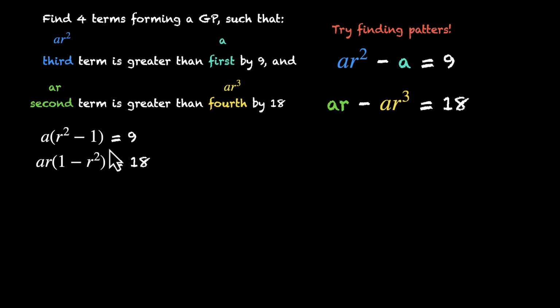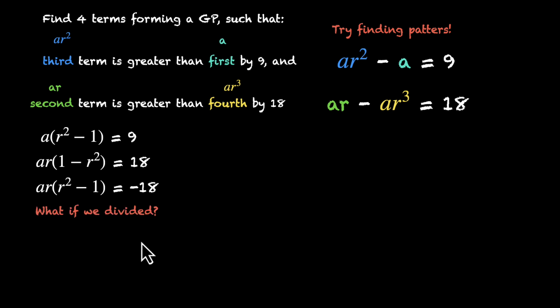Let's try making these equations as same as possible. So if we multiply the second one by minus 1, this is what we get. AR times R square minus 1 equals minus 18. R square minus 1, R square minus 1, A. We are only left with R here and we have numbers here, 9 and minus 18. Can you guess the next step?